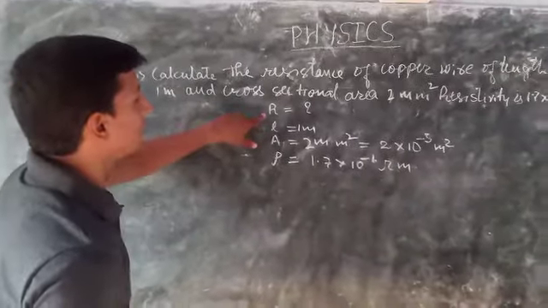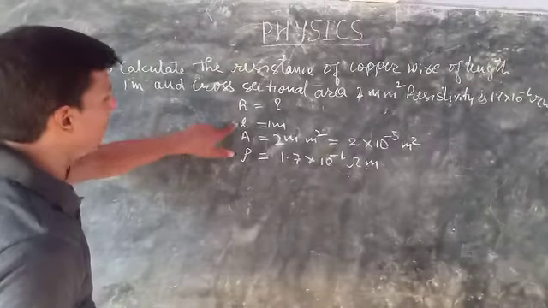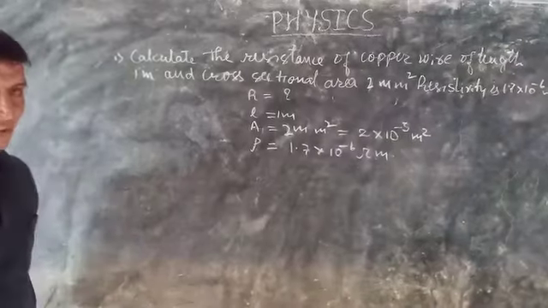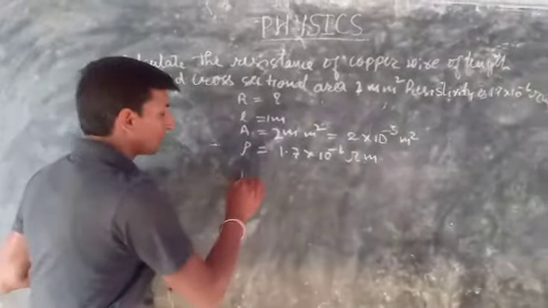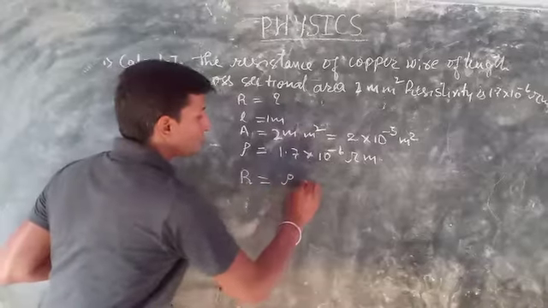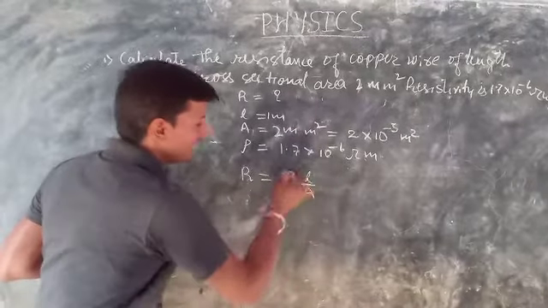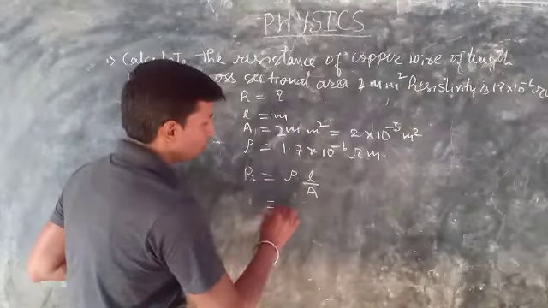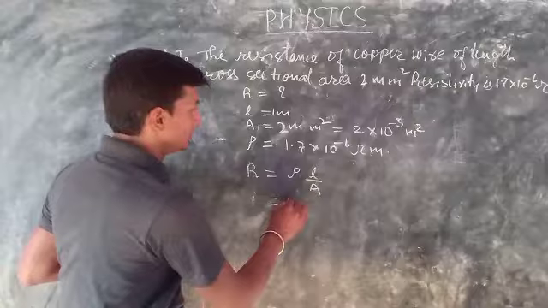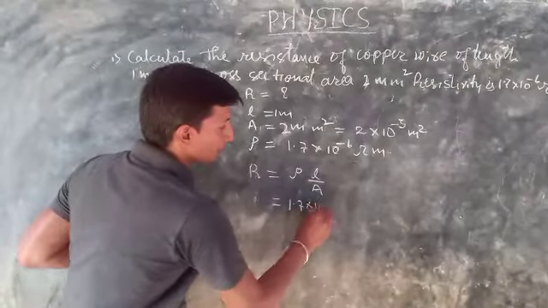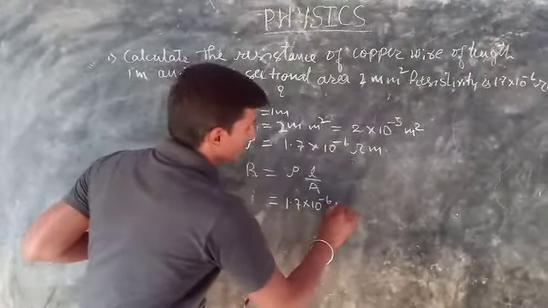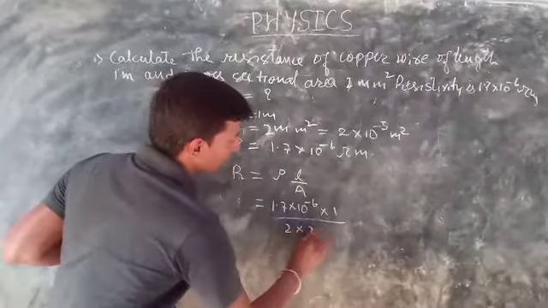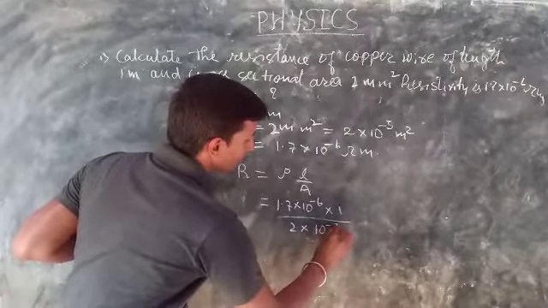So we have to calculate the resistance if length, cross sectional area and resistivity of wire is given. So we will use the formula R is equal to rho L by A. These three values are given in the question. So when we put the value, that is resistivity 1.7 into 10 to the power minus 6 into length, that is 1 meter, by area 2 into 10 to the power minus 3.